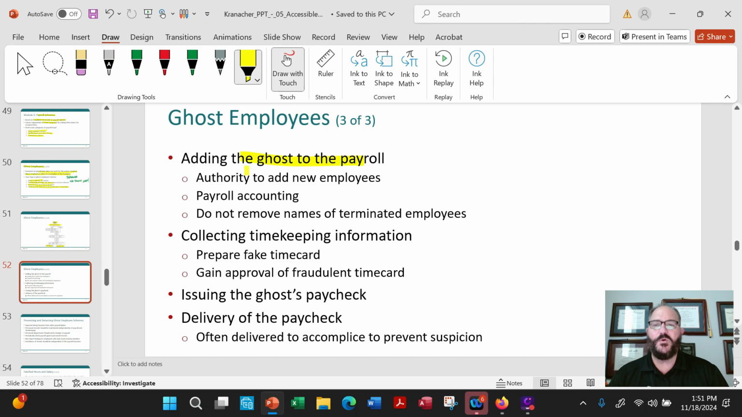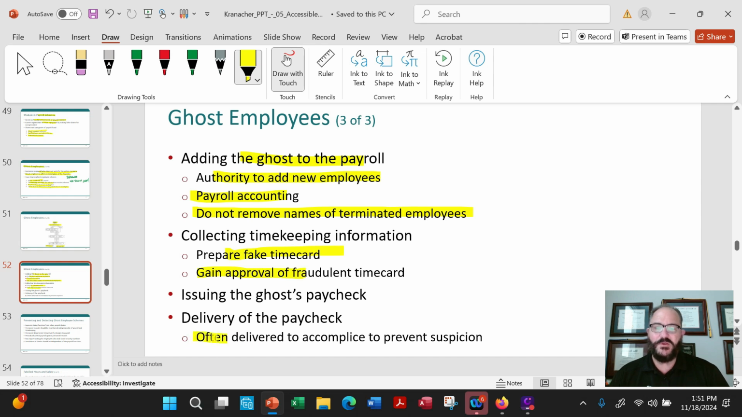All right, so notice here some things they tell you about the ghost employees. You add them to the payroll. You've got to have somebody that has the authority. You have to get in the payroll accounting. Another thing is not removing names of terminated employees, and then you have somebody, obviously not happy with the company, so they might be happy to help you cheat them. Again, you have to create a fake time card or some other activity.